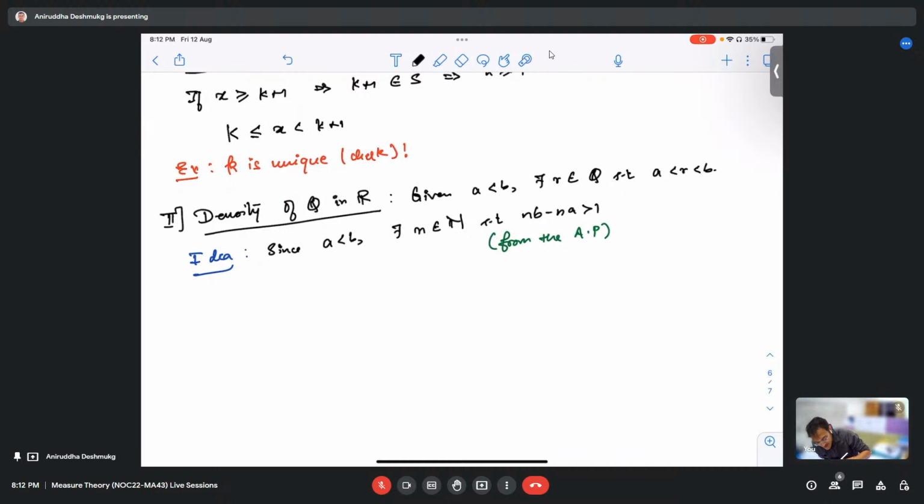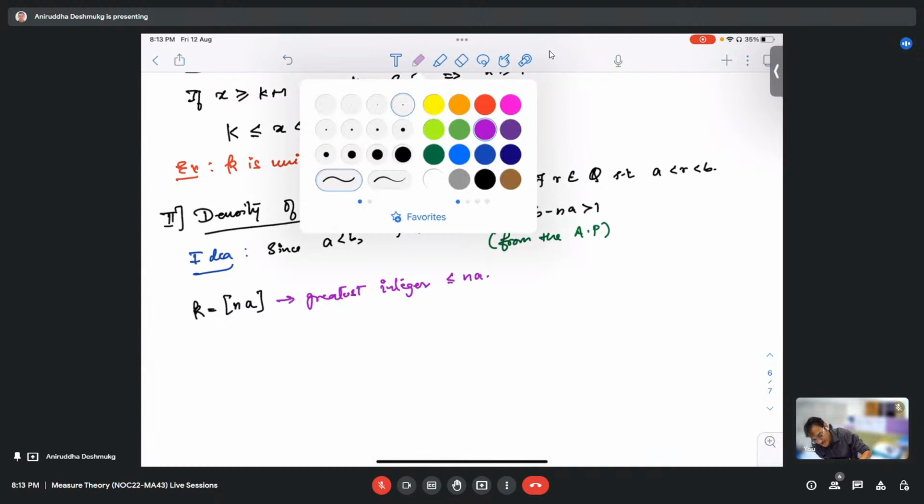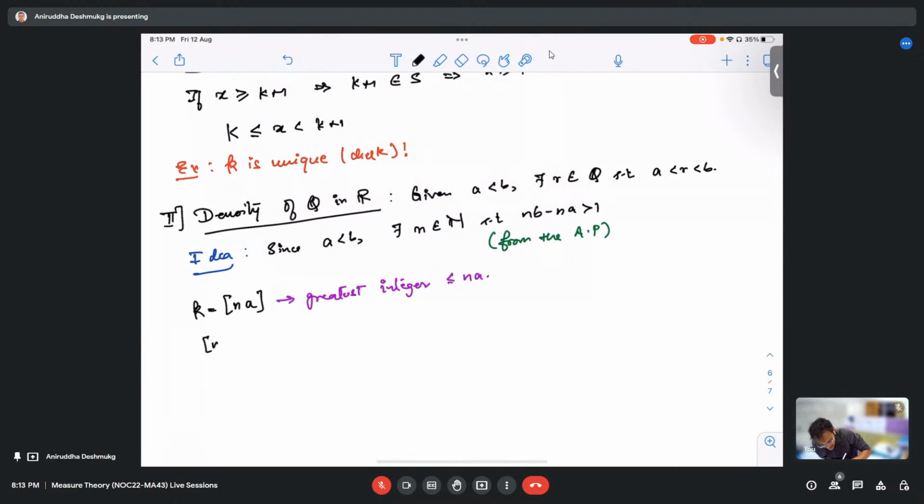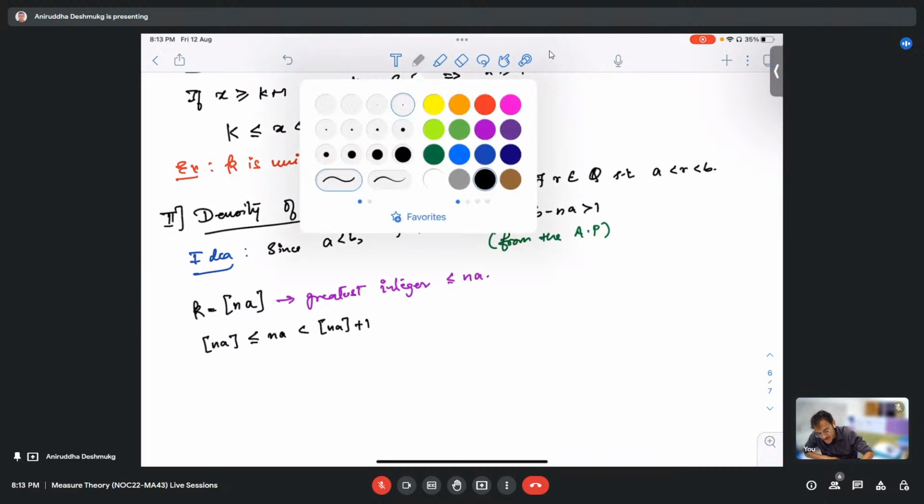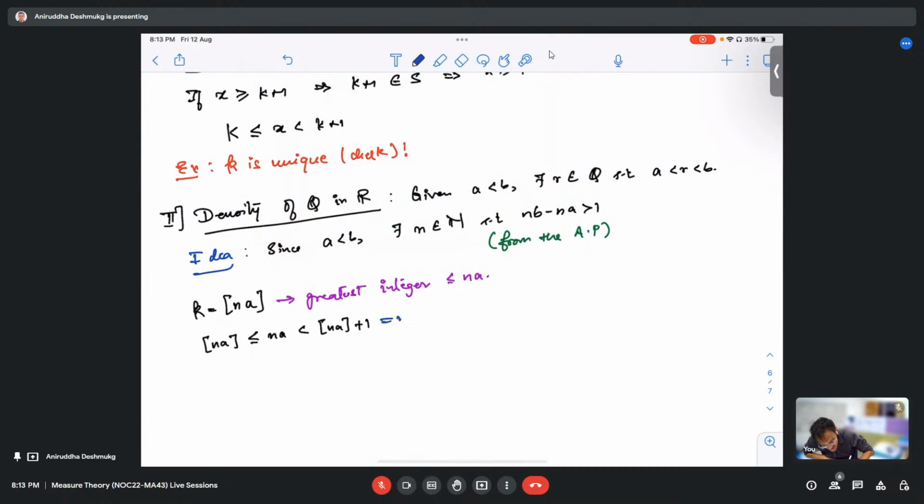Now, once we have this, let us take k as the greatest integer of na. This symbol means the greatest integer less than or equal to na. If this is true, then what do we know? k is less than or equal to na, and this is less than k plus 1, the greatest integer of na plus 1. That is the definition of the greatest integer function of any number. So let us call this new number m.